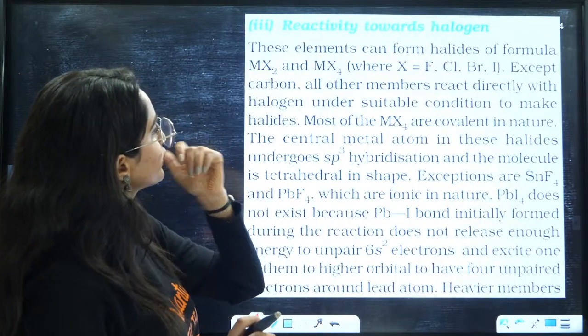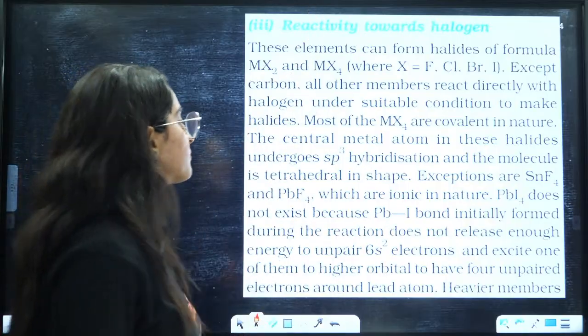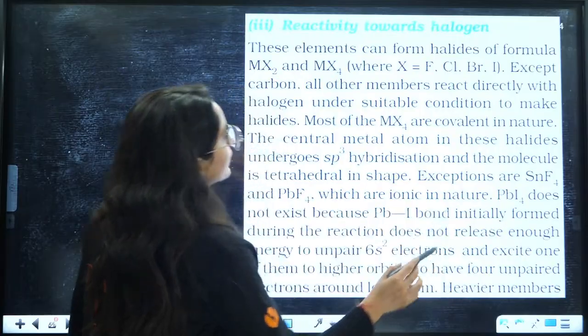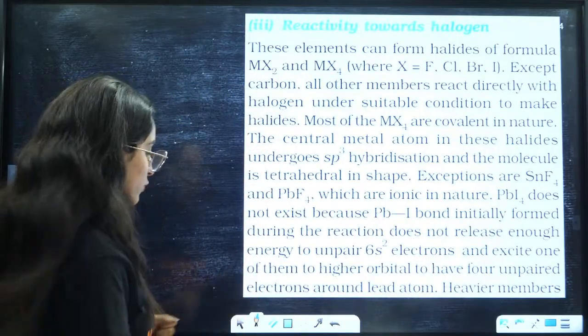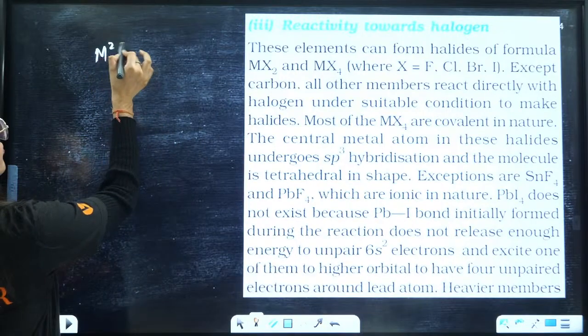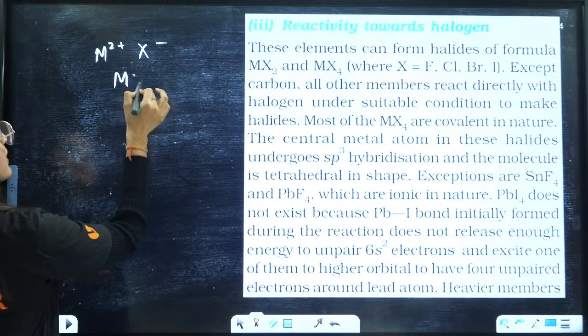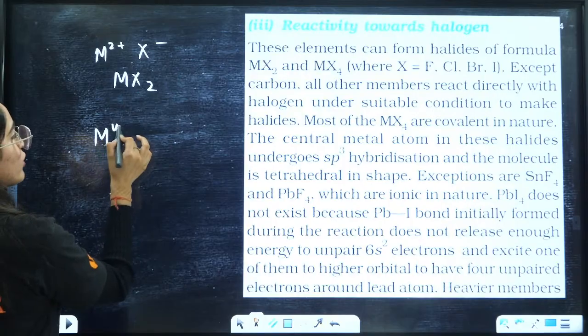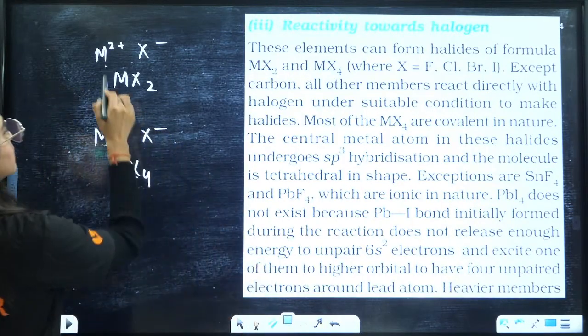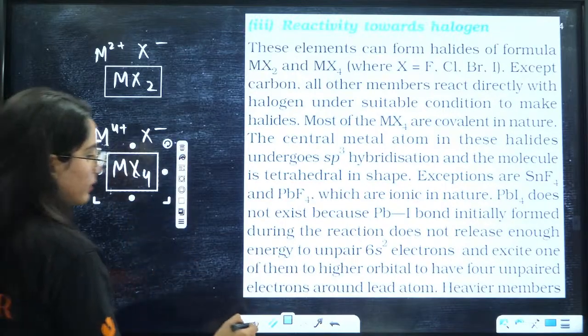Then we have reactivity towards halogen. Again, the same thing. Now these form MX2, MX4 kind of dihalides, right? Why do they form like this? Basically because we have M2 positive, X negative, so it will be MX2. If we have M4 positive and X negative, it will be MX4, right? So these are the two halides that can be formed here.